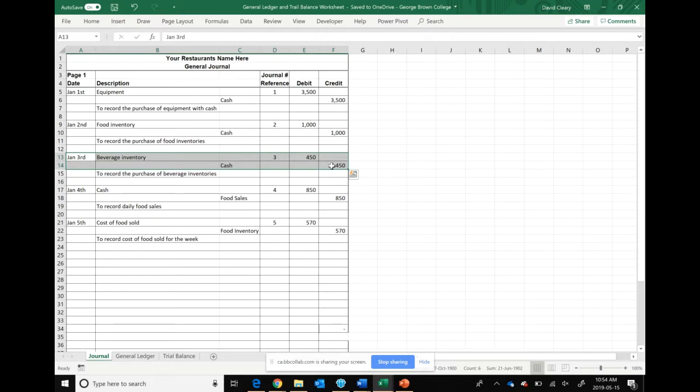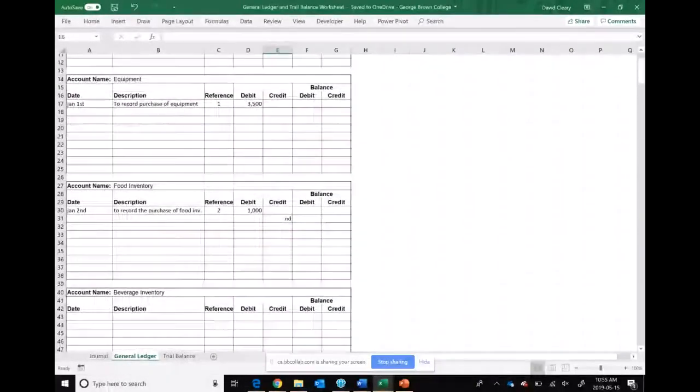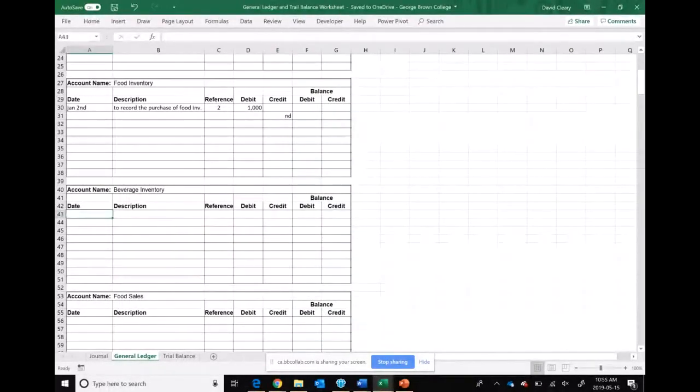On January 3rd, we've posted a transaction to record the purchase of beverage inventories. So we debited beverage inventories by $450, and we've credited cash by the same amount, $450. So we're going to work with the first line first, beverage inventory. We're going to debit it by $450. The reference number is 3, and it was on January 3rd. So we go to our ledger. We find our inventory, super close, it's right here, nice. We put in January 3rd.